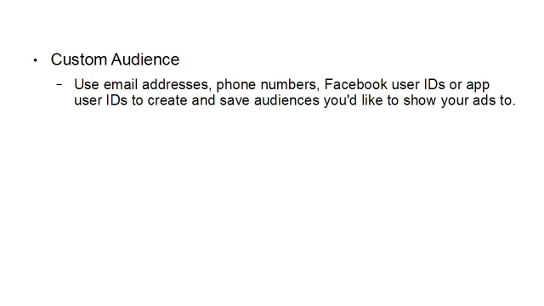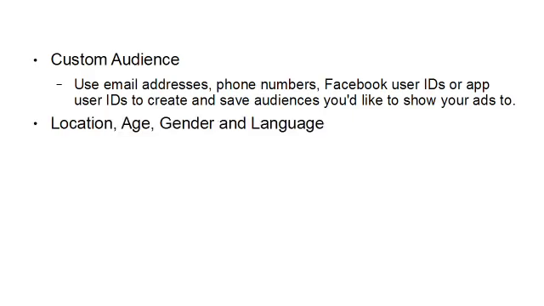Okay, now let's look at the different targeting options that Facebook has, because they do have quite a few, and the sort of targeting option that you're going to choose is largely going to be dependent, of course, on what your product or service is. Now, you can create a custom audience if you want. You can use email addresses, phone numbers, Facebook user IDs or app user IDs to create and save addresses that you'd like to show your ads to. So you can make sure that only people who you specifically selected will actually get to see your ad.